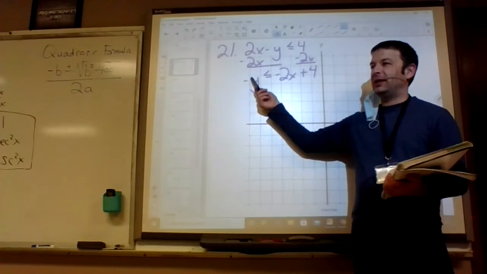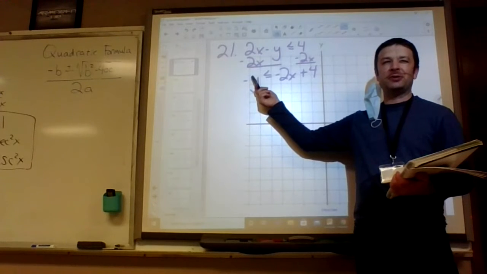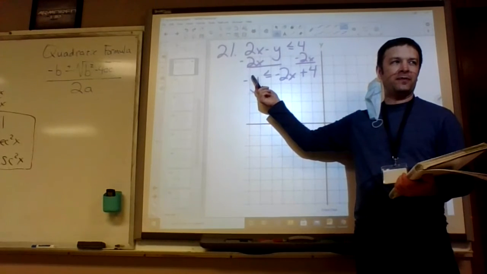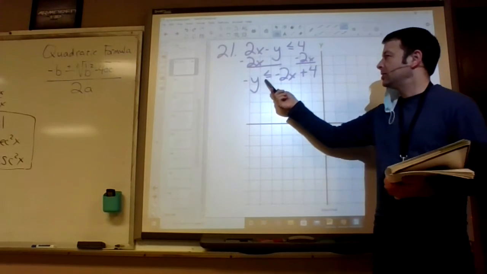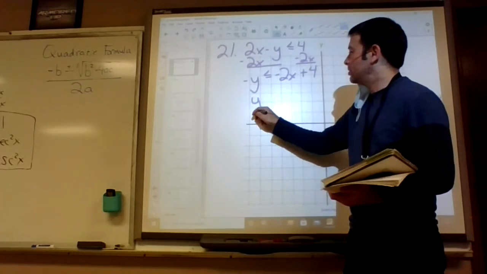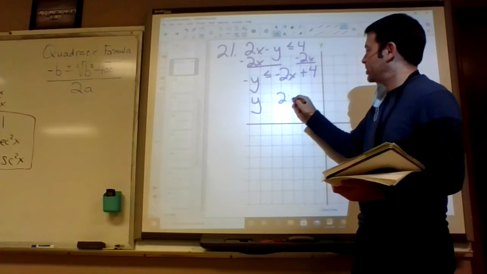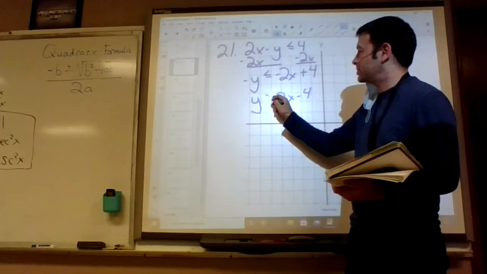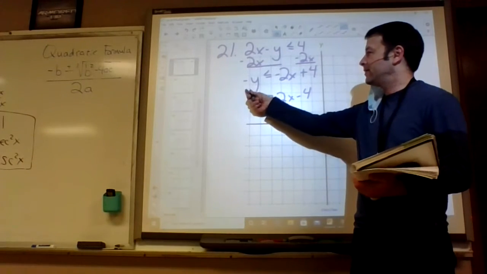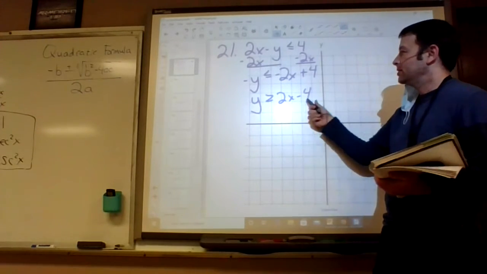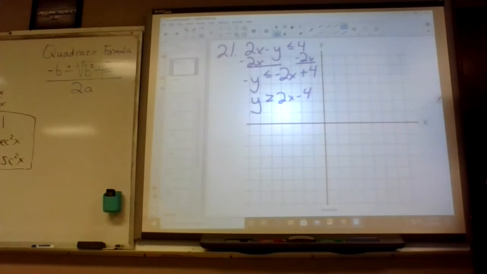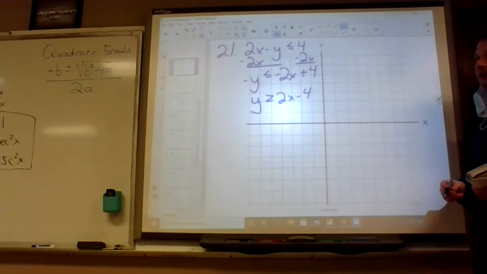What do I do with that? Divide by -1. What happens on inequalities when you divide by a negative? The signs flip. Yeah, those switch, but also the inequality switches. Do you guys remember that? When you have to divide or multiply by a negative? So it becomes a greater than or equal to problem again. Okay, now that was the hard part.